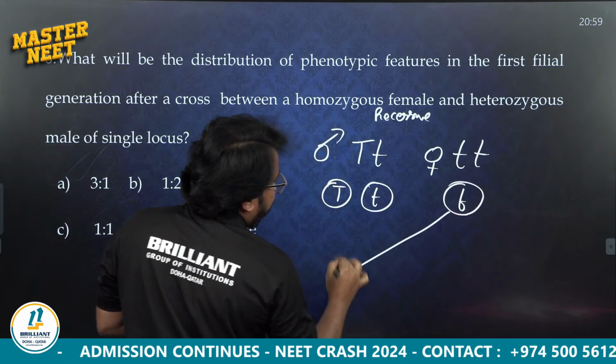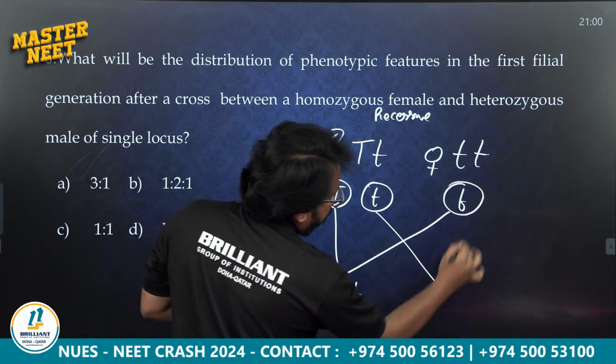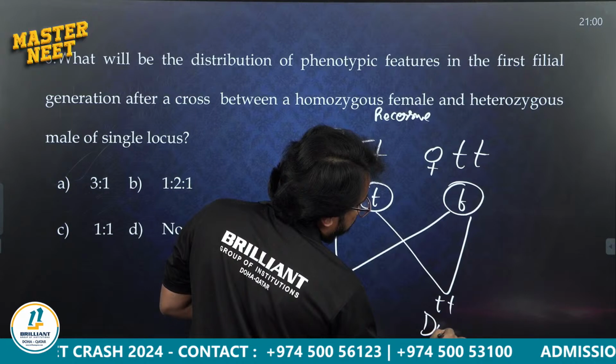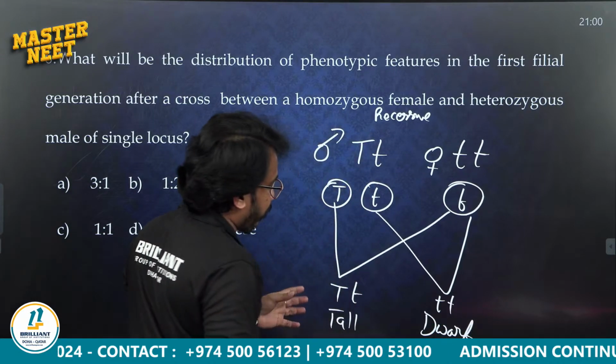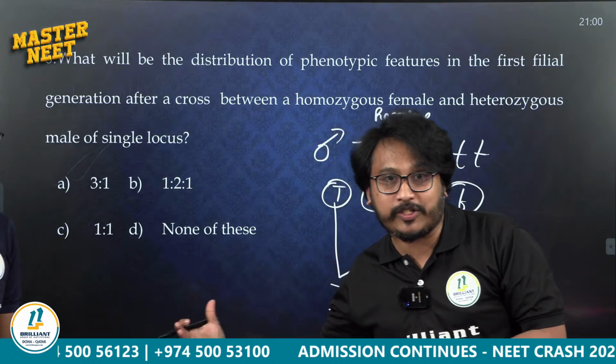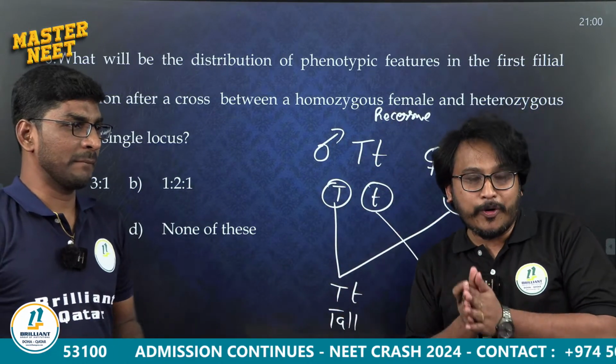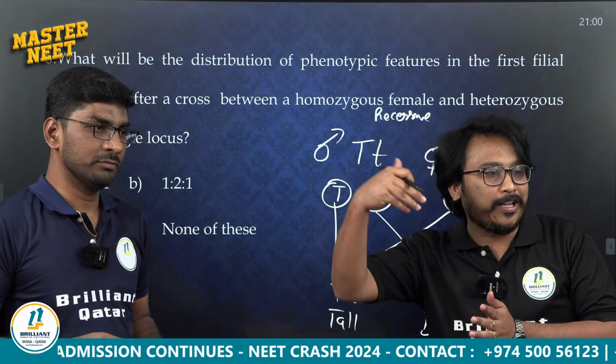Here this one will be tall and this one will be dwarf. So you will be getting 50% dominant and 50% recessive. That is an example of test cross. The ratio is 1:1. So remember, the monohybrid test cross ratio is 1:1.